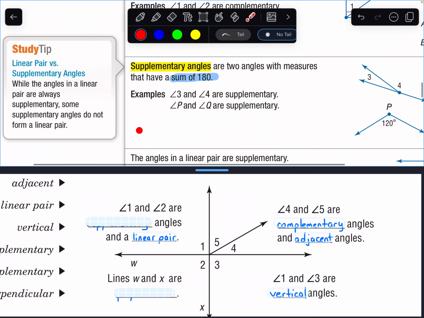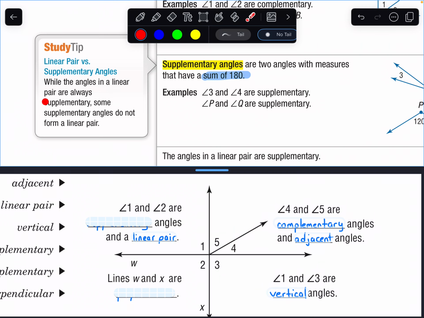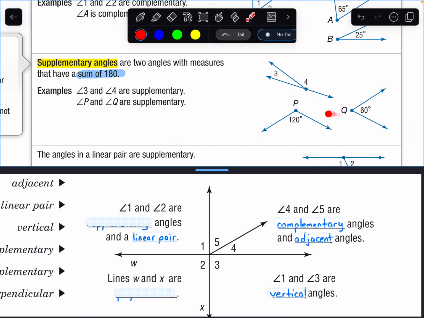You can form a linear pair. 2 angles in a linear pair will always be supplementary. Some supplementary angles do not form a linear pair. P and Q are supplementary, but not a linear pair. They're not currently forming a line. Could you pick up and move one and set it over? Sure, but right now, not a line.